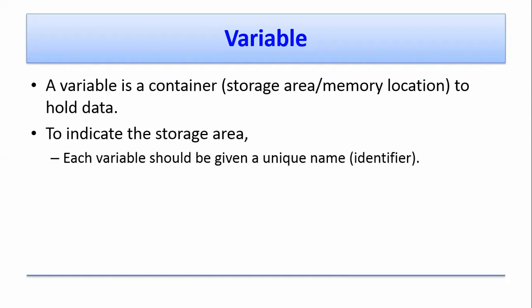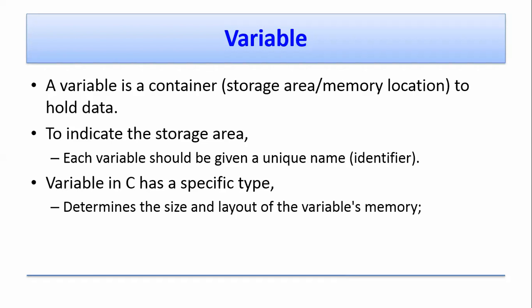Each variable should be given a unique name. In order to store the data, we have to use a unique name, like number one. Unique means that name or identifier cannot be used again; the variable name cannot be duplicated. Like your registration number, which cannot be assigned to any other student. Likewise, the variable name should be unique.